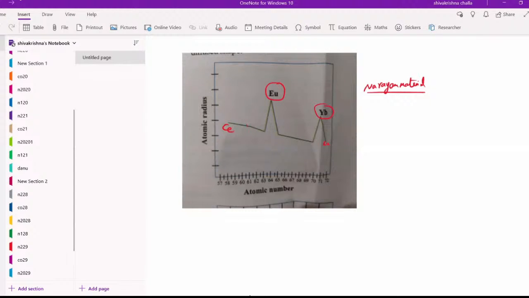Europium and ytterbium abnormally have a higher atomic size, the highest atomic size in the 4f series, europium and my ytterbium also, greater than lutetium. Why? That is my question.